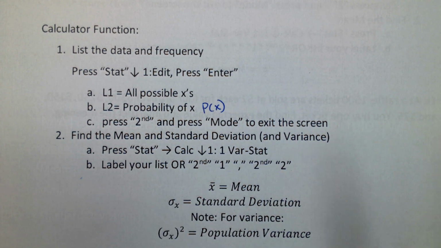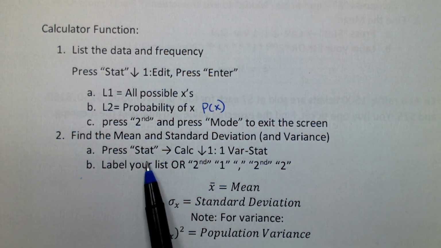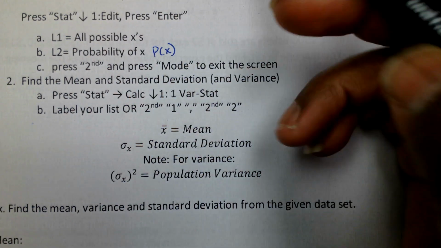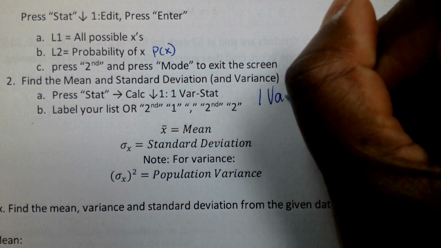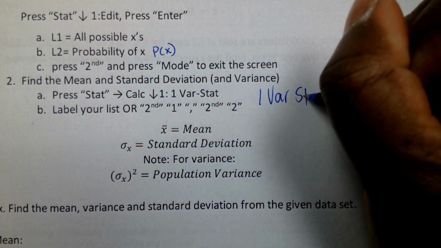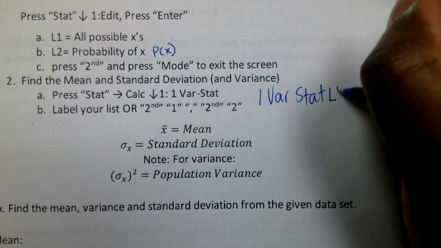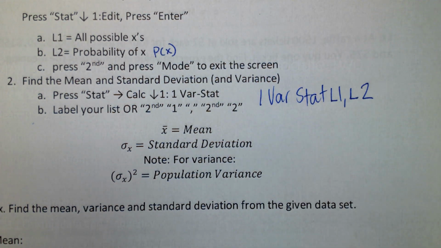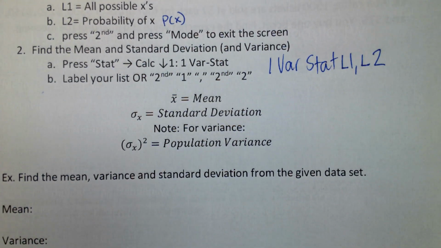Alright, so find the mean and standard deviation and variance. Stat, calc, 1-Var Stats. Don't forget, if you have an older calculator, your screen needs to say 1-Var Stats L1, comma, L2. Older calculator just means you have that gold edge around the screen.